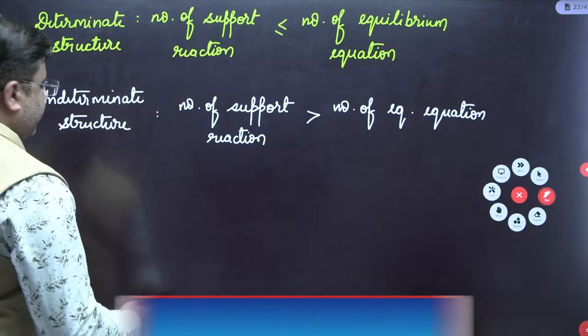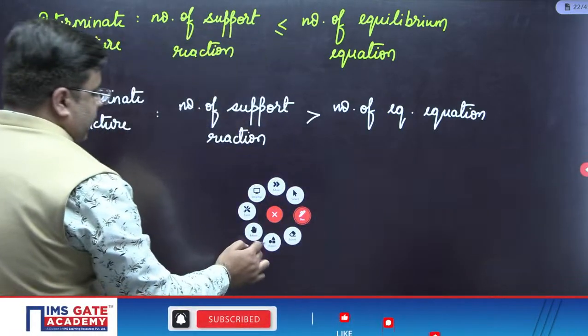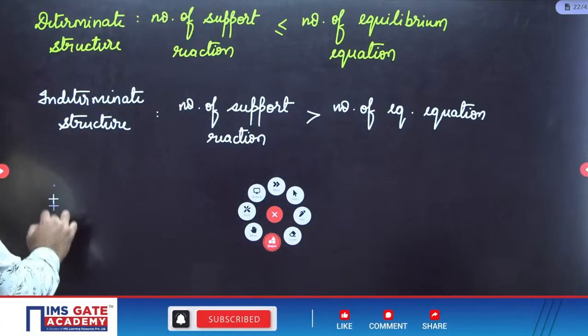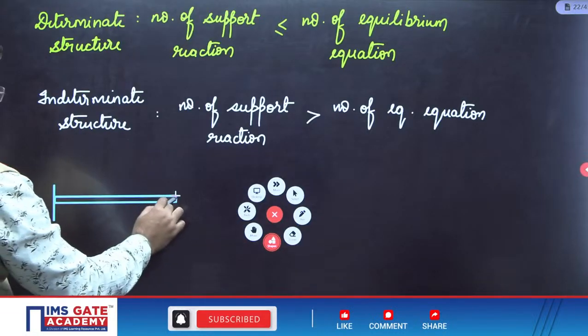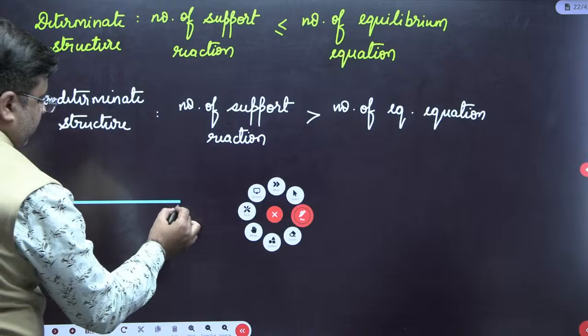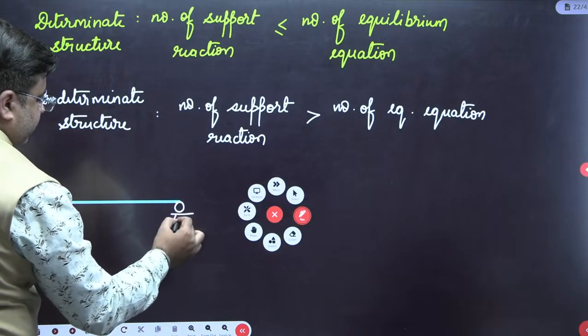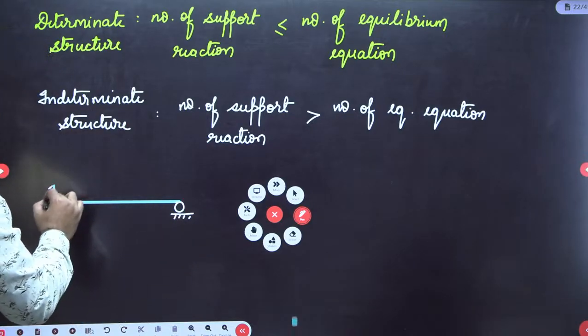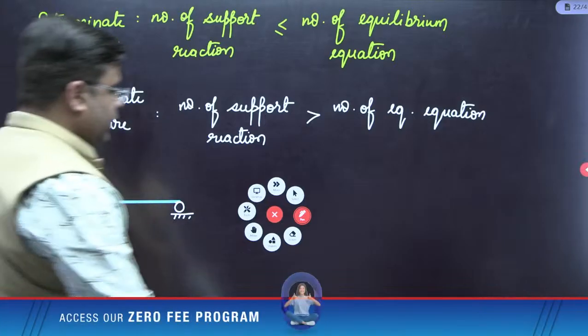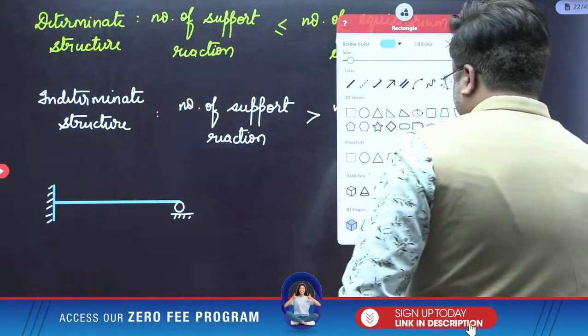I will draw one beam. Can you tell me whether it is determinate or indeterminate quickly? I am drawing one beam like this. Quickly tell me. It's a propped cantilever beam. Determinate or indeterminate? You have to comment. Then this one.